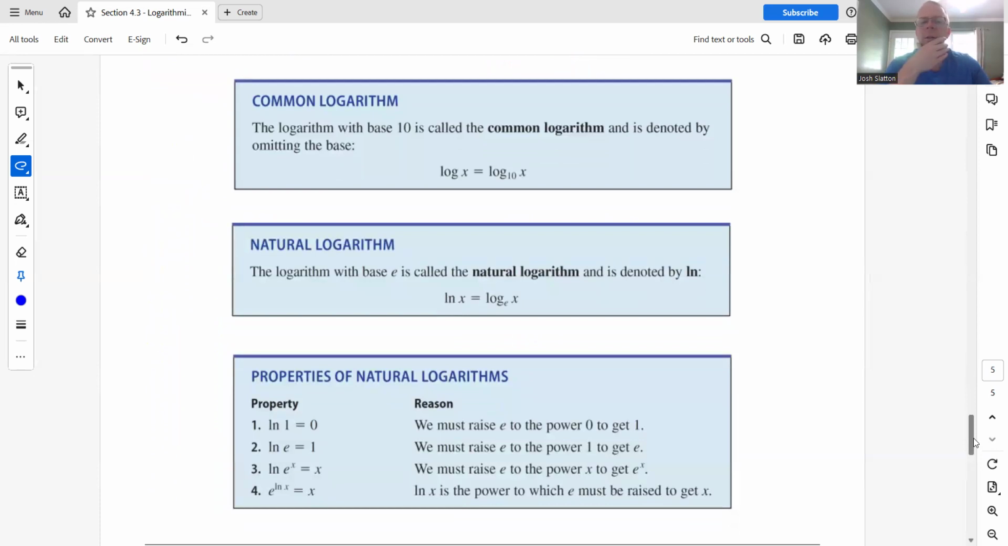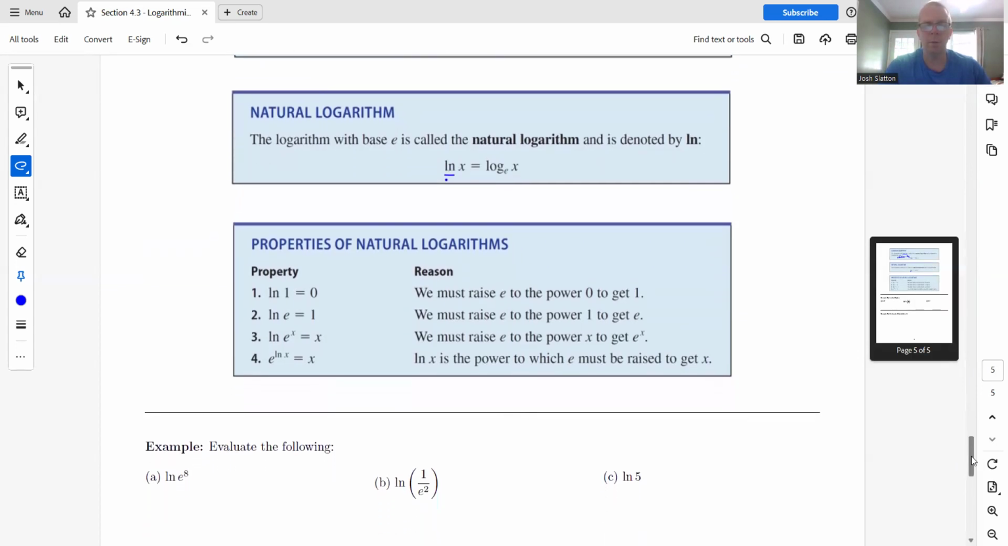Last couple of things. Common logarithm. This is just a logarithm with base 10. If the base is 10, you don't really have to write the base, so you can just leave it blank. On the calculator, this is what the log button does. The log button assumes base 10. And then the log with base e, which is the natural exponential function, is called the natural logarithm and is denoted by ln. You'll see an ln button on your calculator, and that's what that one is for.